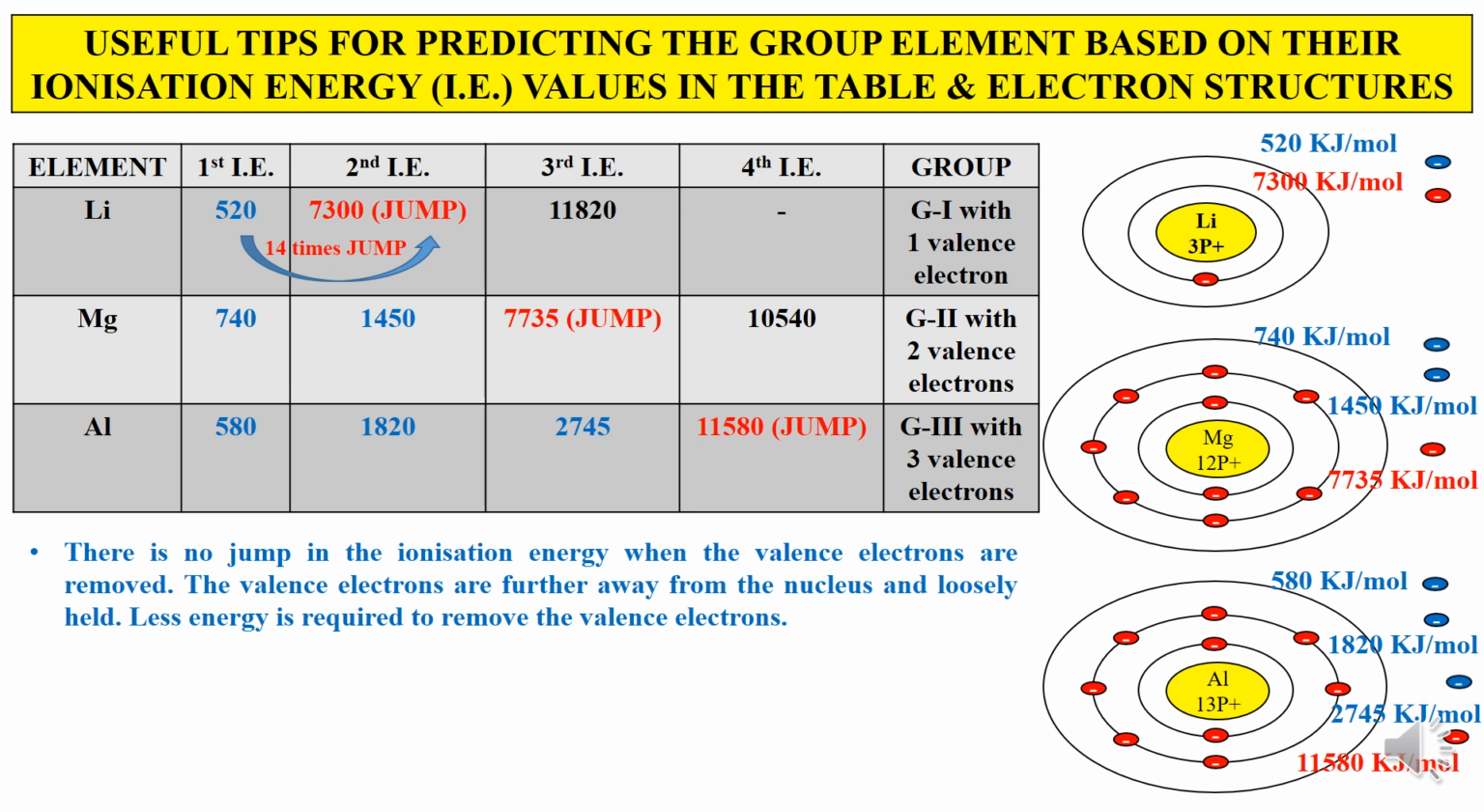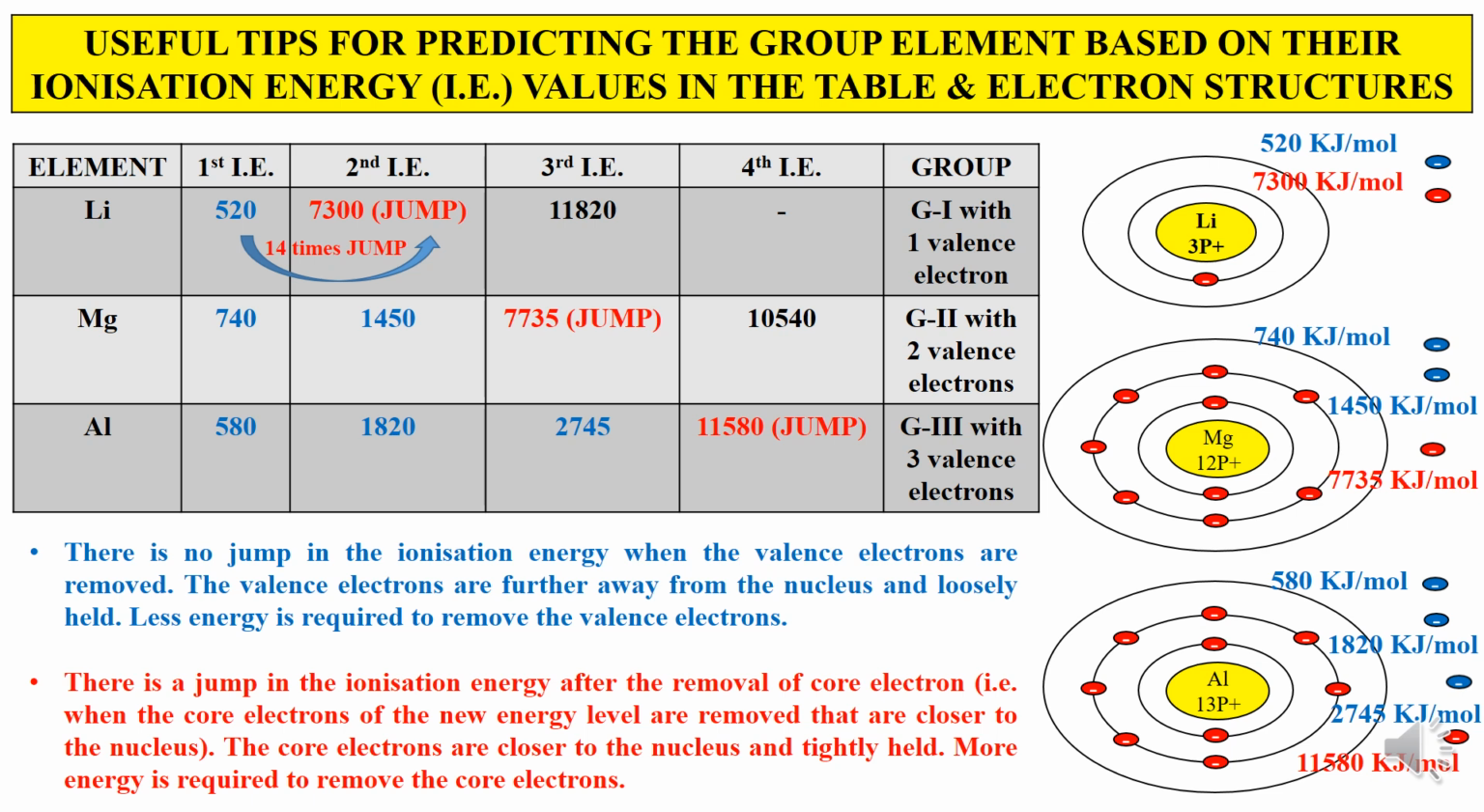So what is the takeaway from this discussion? There is no jump in the ionization energy when the valence electrons are removed, because the valence electrons are further away from the nucleus and loosely held, and therefore less energy is required to remove the valence electrons.